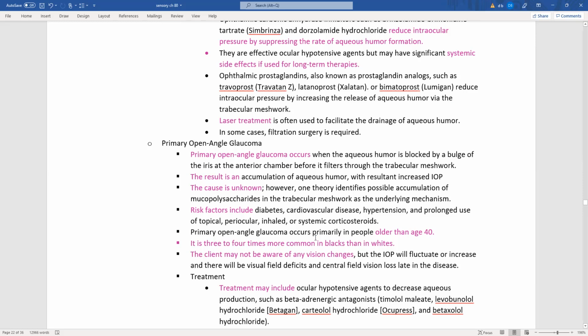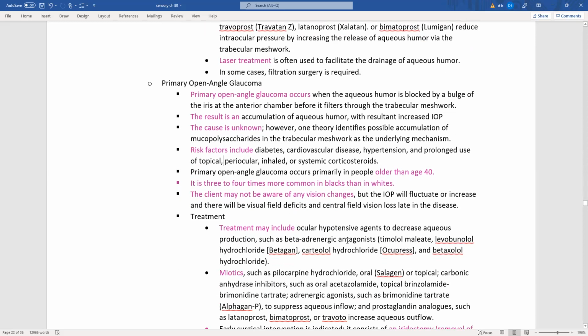The client may not be aware of any vision changes at the time, but if it closes up, hell yeah, they're going to have some. They'll know if it was closed angle glaucoma. So they may not be aware of any changes, but the IOP will fluctuate or increase, and there will be visual deficit and central field vision loss late in the disease.